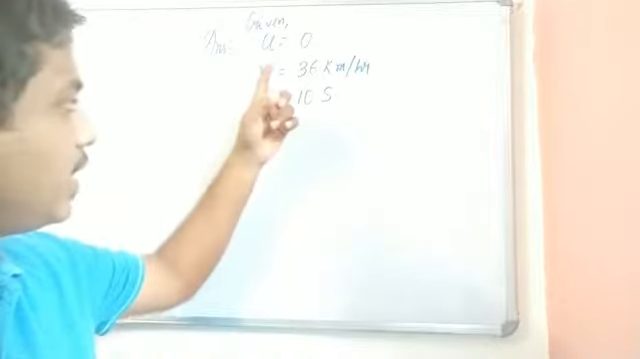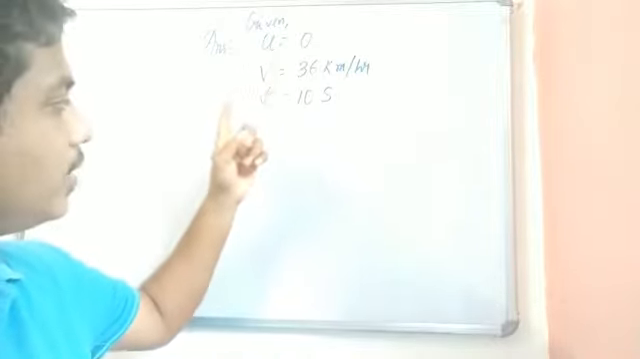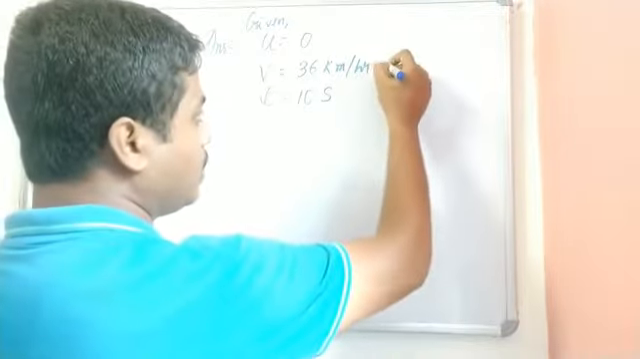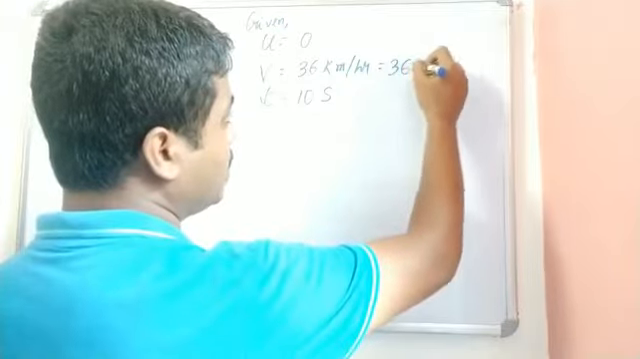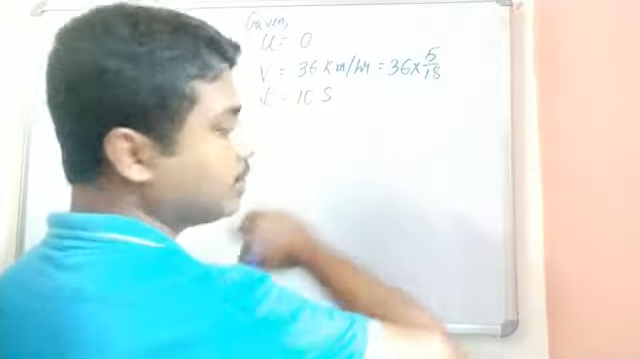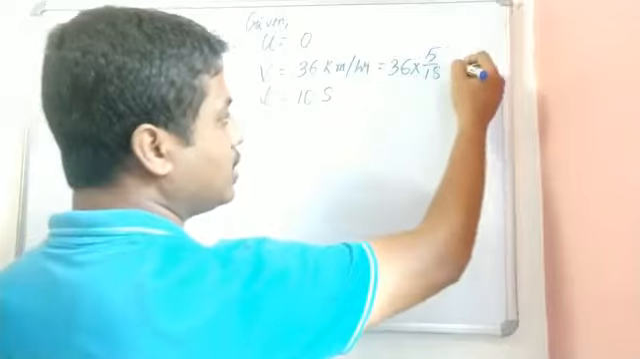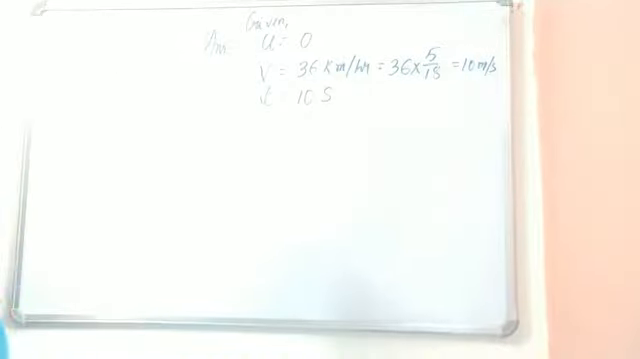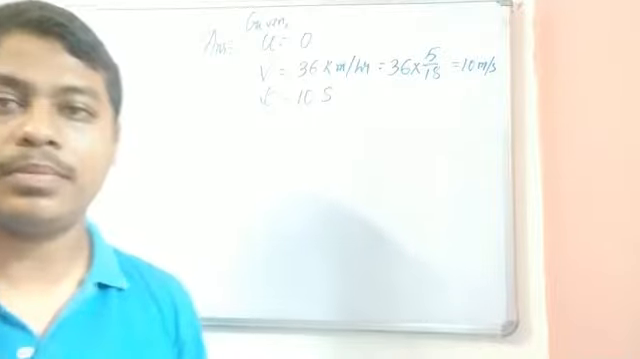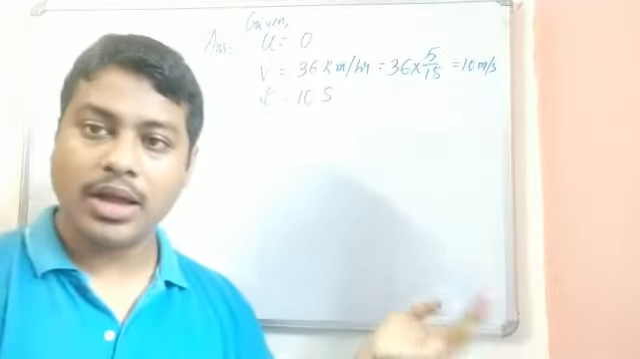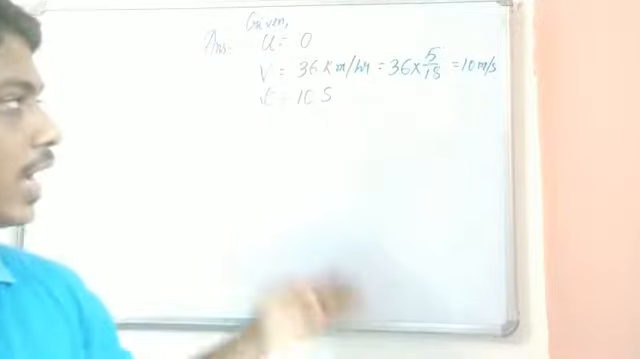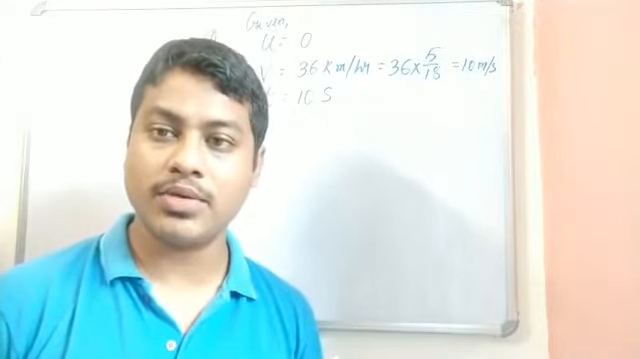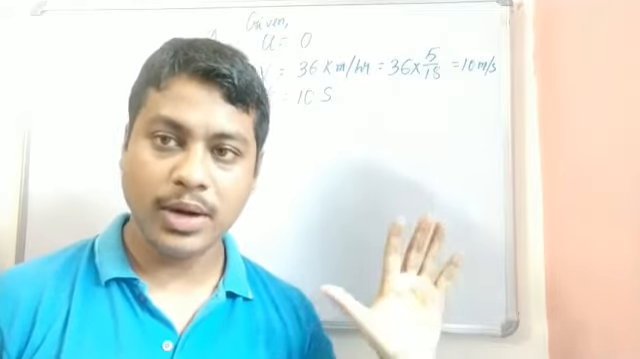So we have the initial velocity, the final velocity, and the time. Now we need to find the acceleration. First of all, convert 36 km/h into meters per second: 36 into 5 by 18, so it will be 10 meter per second. Now we have the velocity in meters per second. Which formula will you use for calculating the acceleration? We'll use the first equation here.